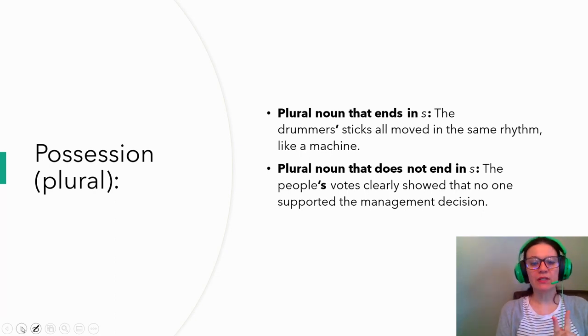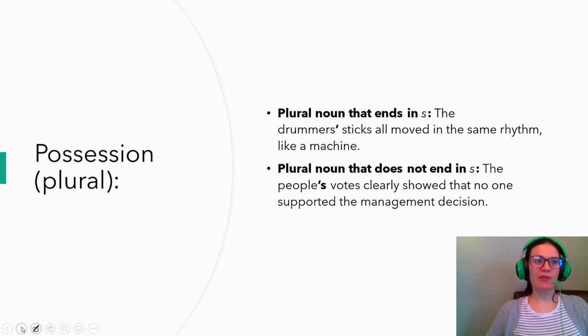A plural noun that does not end with S. The people's votes clearly showed that no one supported the management decision. So people and their votes, multiple people's votes, it's showing you that you still have a group of people. Apostrophe S, it's their votes. It's still plural.